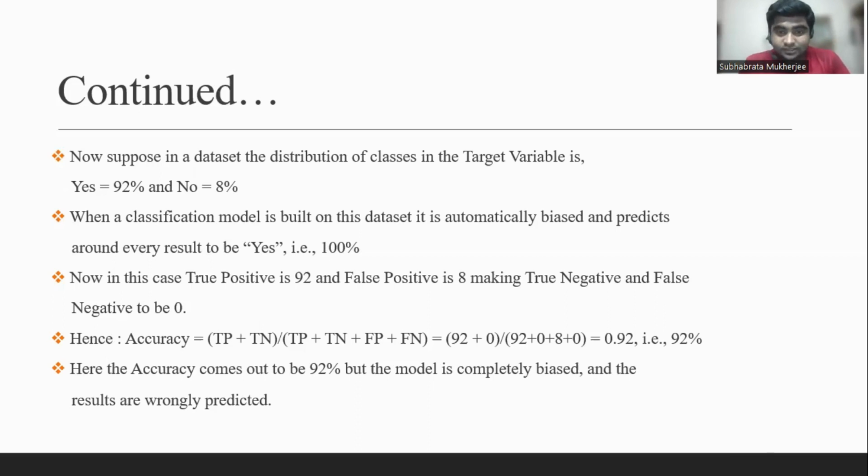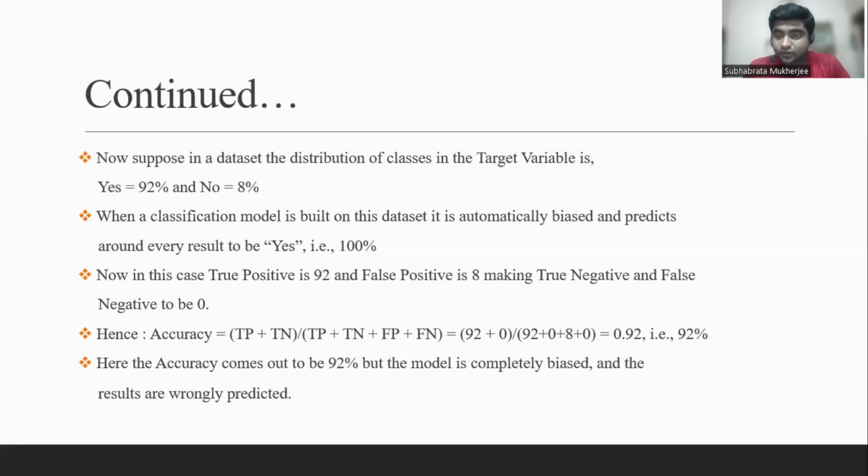Now look at this case. Our model is giving an accuracy of 92%. But is this model a correct one? Obviously not, because this model is not at all predicting any value to be no, because it doesn't have that ability. It is completely biased towards the positive outcome. Hence, if our model's accuracy is 92%, we can't say that our model is a correct one just by evaluating it with the accuracy metric. The accuracy metric in this case is not performing well.